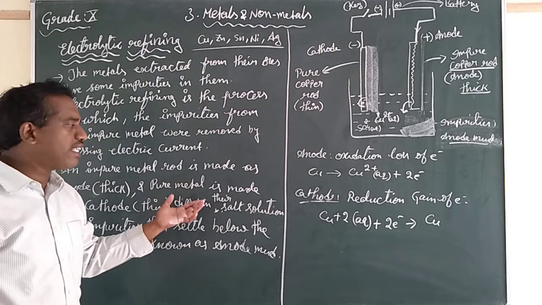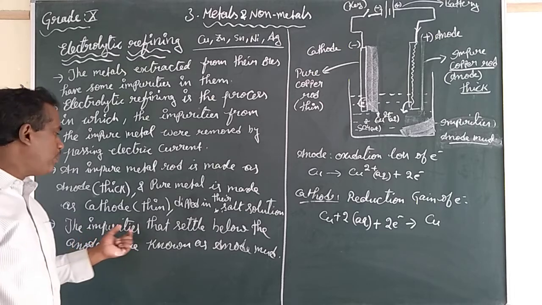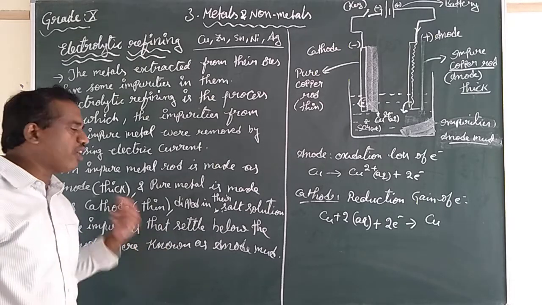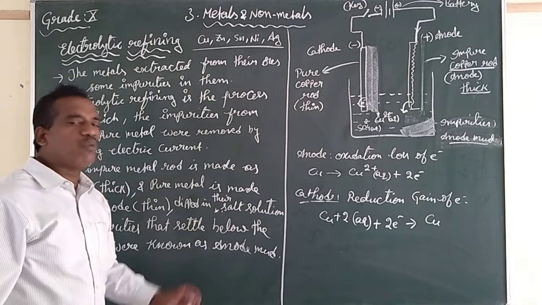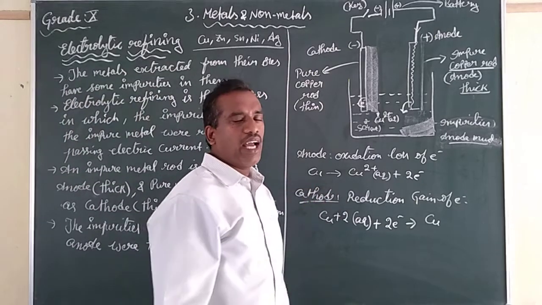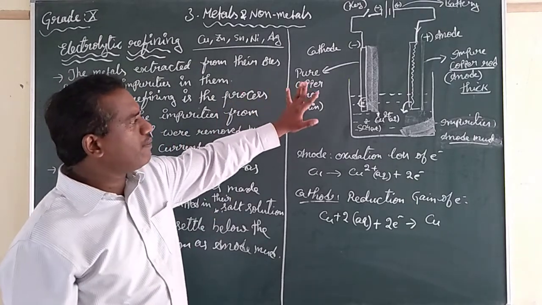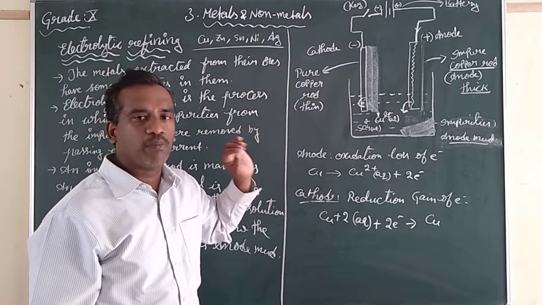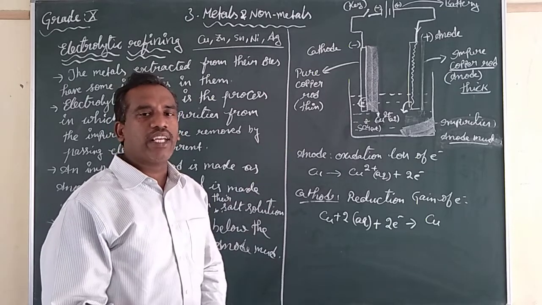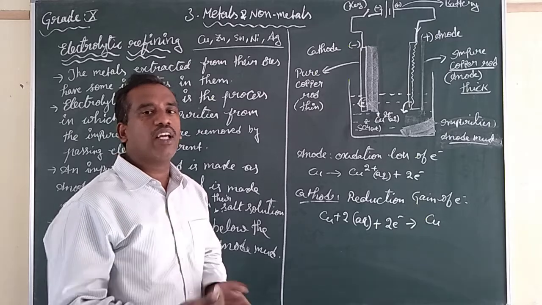These are dipped in their salt solution. This is at the starting stage. The impurities settle at the bottom of the anode, known as the anode mud. This is most asked as a 1 mark question. By this, we need to write the anodic reactions and cathodic reactions, and the diagrammatic representation is very important. By this, we have completed the topic extraction of metals and also refining of the metals.